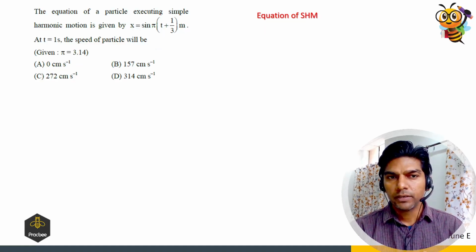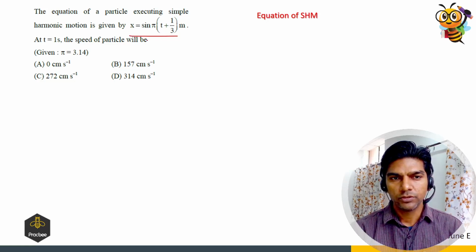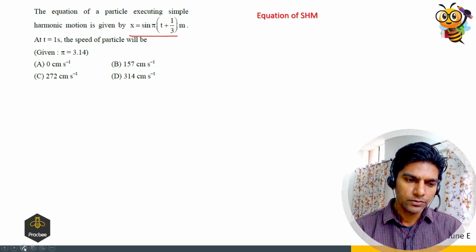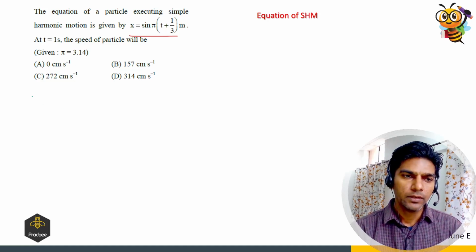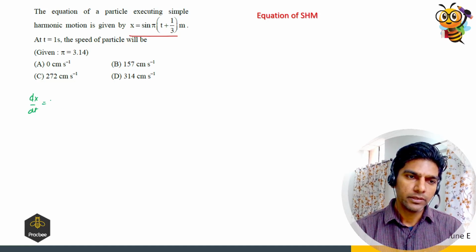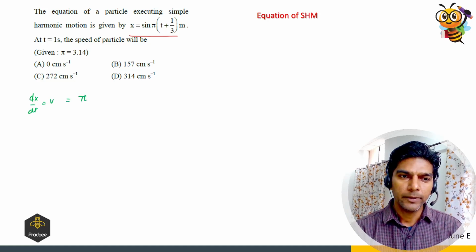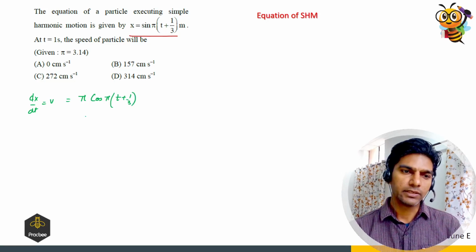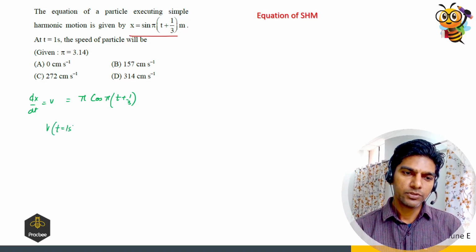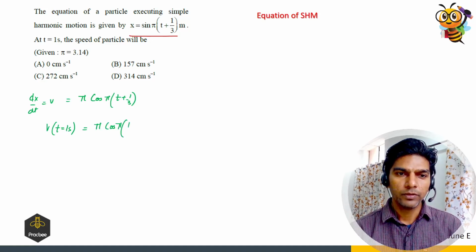The equation of the particle executing simple harmonic motion is given by this equation. x equals sine of pi times t plus 1 by 3. At t equals 1 second, what is the speed of the particle, right? So we want to find the speed of the particle at t equals 1 second. So let us differentiate this. So dx by dt will be the instantaneous velocity, and it will be pi cos of pi times t plus 1 by 3. And we have to find the velocity or the speed at t equals 1 second. So v at t equals 1 second, let us substitute t as 1. So it will be pi cos of pi plus 1 by 3.